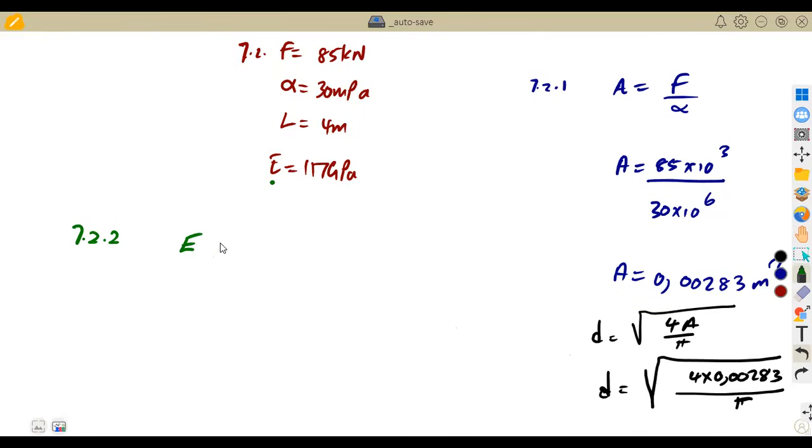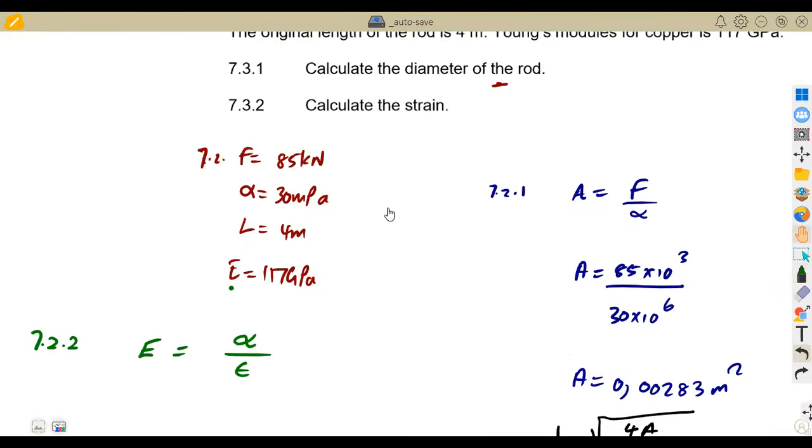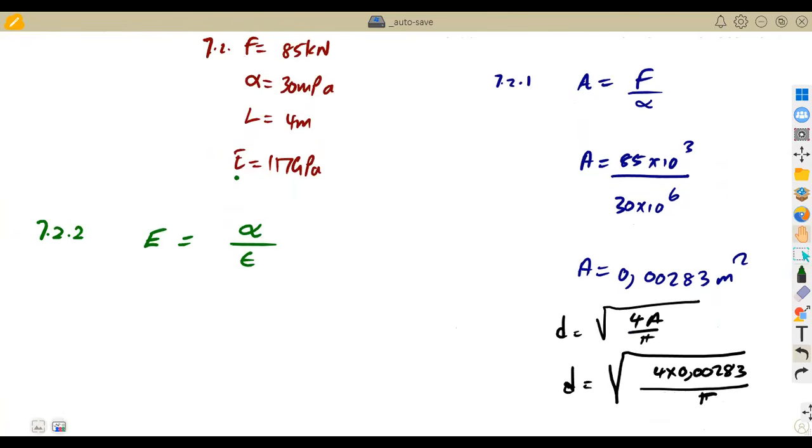So we saw that the Young's modulus is equivalent to the stress over the strain, and we are supposed to calculate the strain in this case. Remember, our question is to calculate the strain, so let us make the strain the subject. Just cross multiply here. That will be the Young's modulus times the strain is equal to the stress. So to find the strain, divide by the Young's modulus on both sides. This will give us the strain is equal to the stress over the Young's modulus.